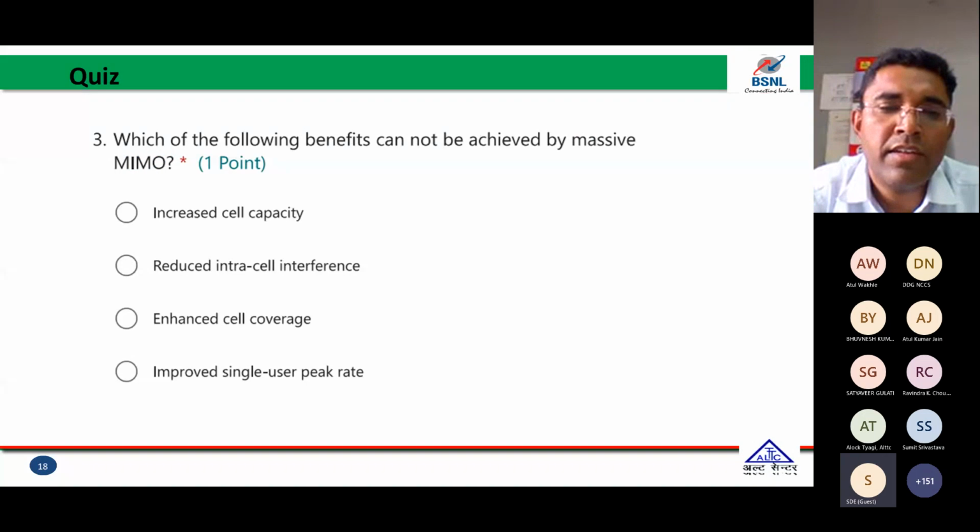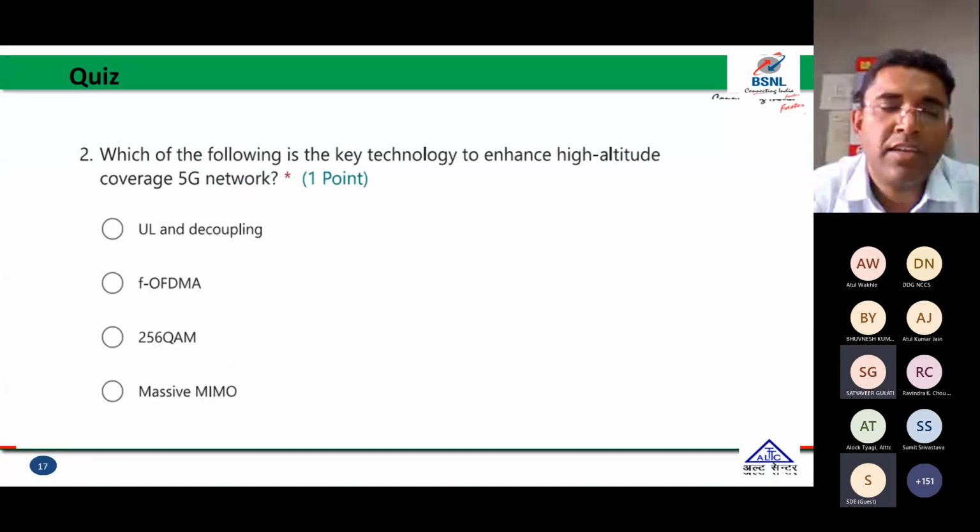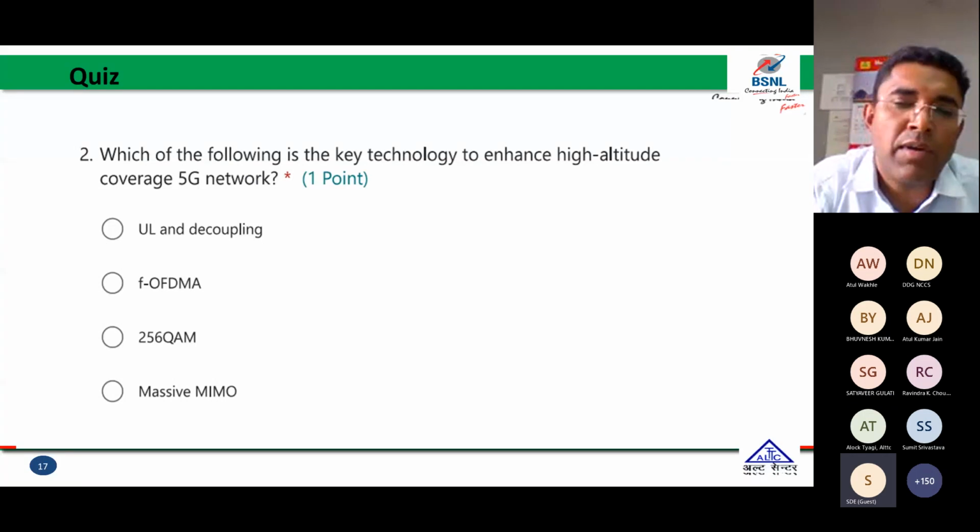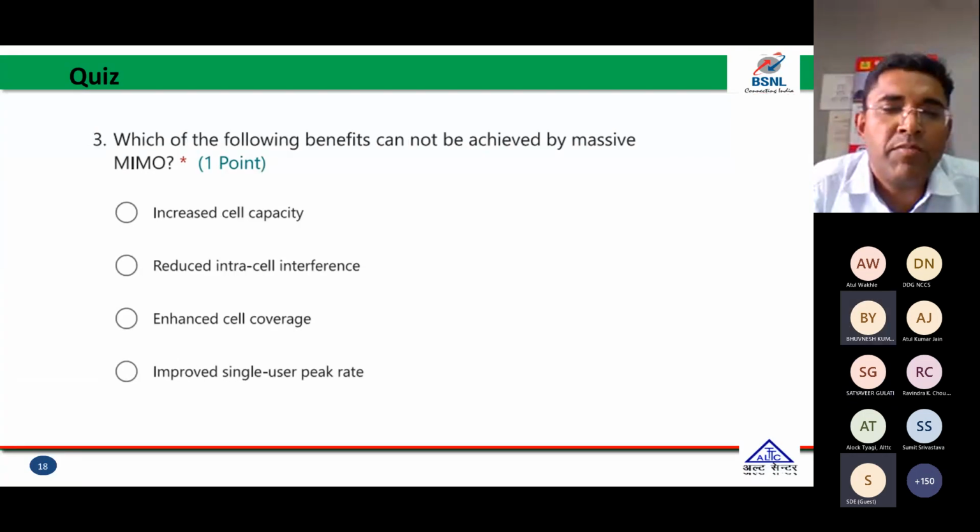We are on this question, quiz 3, question 3. Question 2 is correct, no? Massive MIMO. Sir, the answer for question 2 is massive MIMO, but it is because of beamforming only. All right, beamforming only. We will discuss how massive MIMO is used as 3D beamforming in subsequent slides. Then only we cover the elevated building, no?